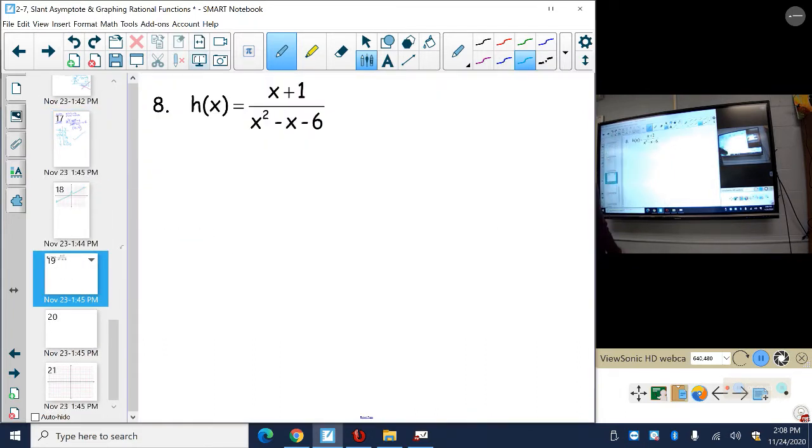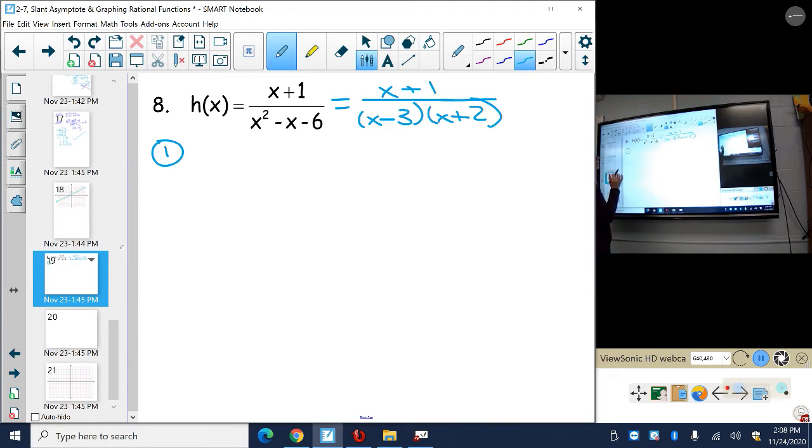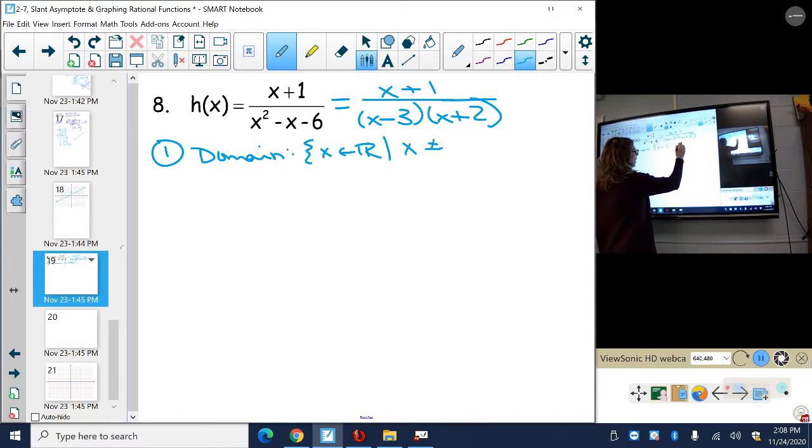Number 8. Number 8 is step 1. Step 1, I'm going to factor this. X plus 1 over, this is x minus 3, x plus 2. Okay? So, domain restrictions. x is an element of the reals, and x cannot be 3 or negative 2.